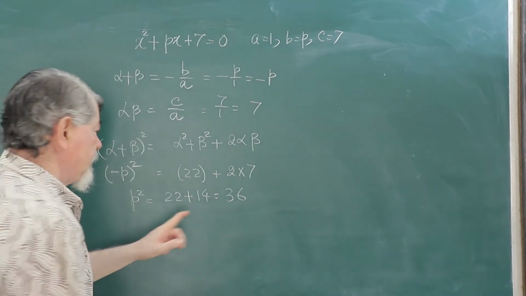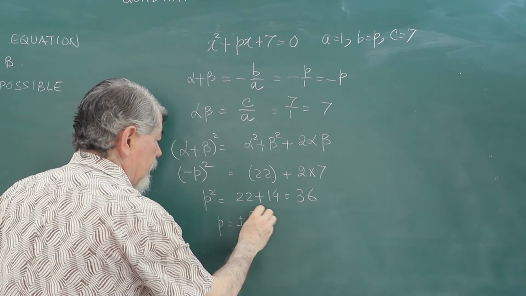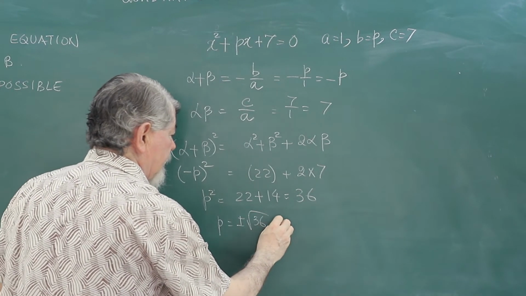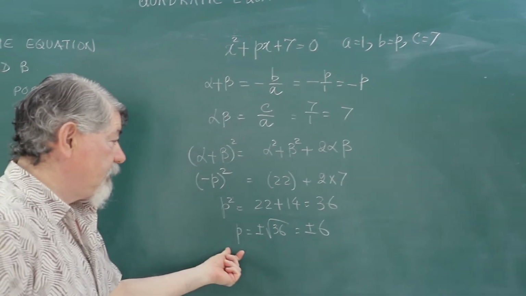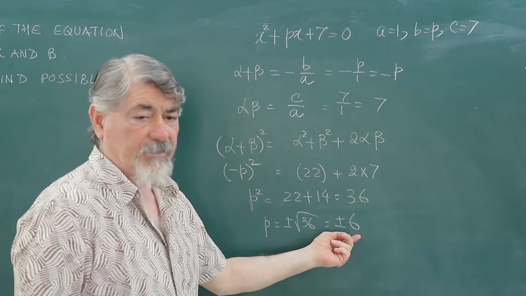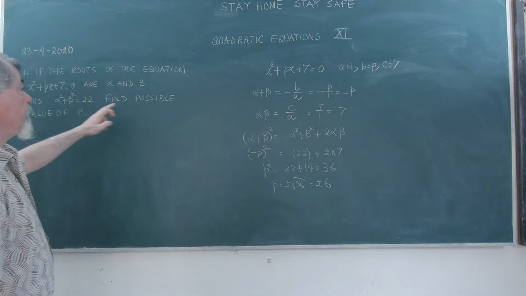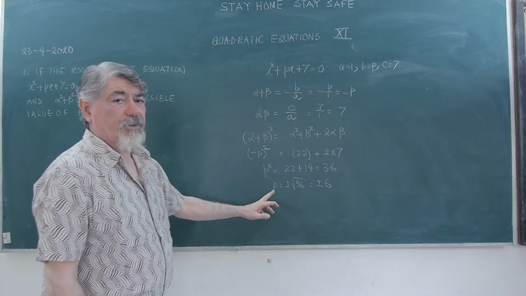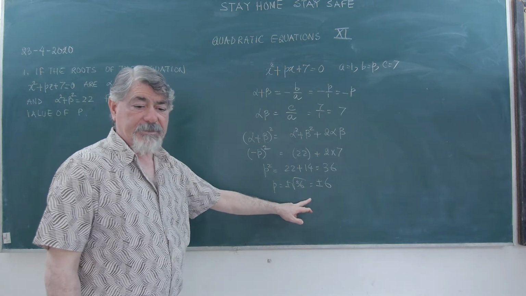P square is 36. P will be under root 36 plus minus. So value of p is plus minus 6. He had asked the possible values of p. The possible values of p are plus minus 6.